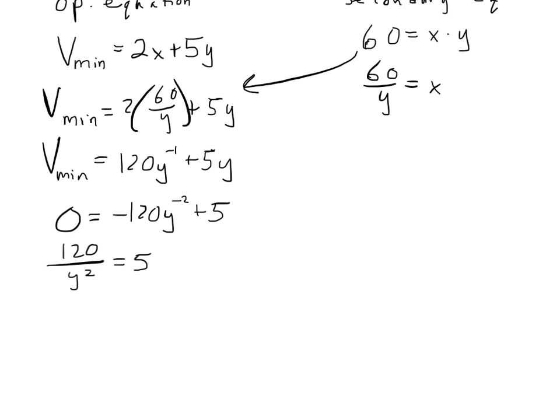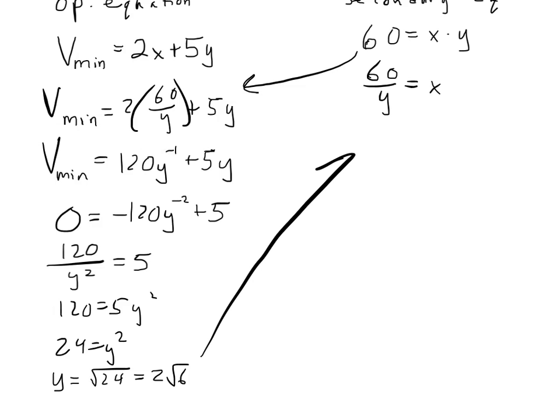If I multiply the y squared over, I'll get 120 equals 5y squared. Divide the 5 and you'll get 24 equals y squared. You're basically going to get that y is the square root of 24. Right? I could rewrite that as 2 root 6, by the way. It's not necessary, but I'm going to do it anyway.